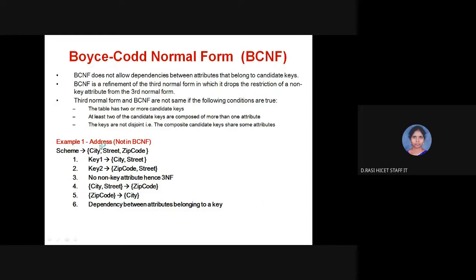So moving to the next normal form, Boyce-Codd normal form, it does not allow dependencies between attributes that belong to a candidate key. It is a refinement of third normal form in which it drops the restriction of non-key attributes from third normal form. That means that for the most part it should be one and the same; only because of the following conditions will they differ.